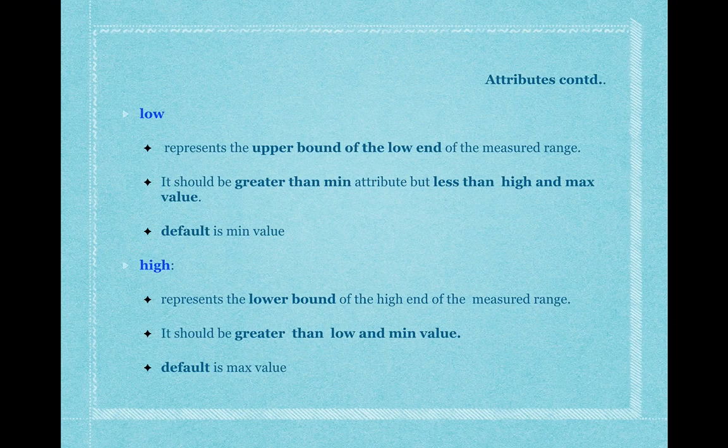The next attribute is low, which represents the upper bound of the low end of the measured range, and it should be greater than the min attribute but less than the high and max values. If the low attribute is not given, the default is taken as the value given in the min attribute. Next is high, which represents the lower bound of the high end of the measured range. It should be greater than low and min values, and the default is the max value.